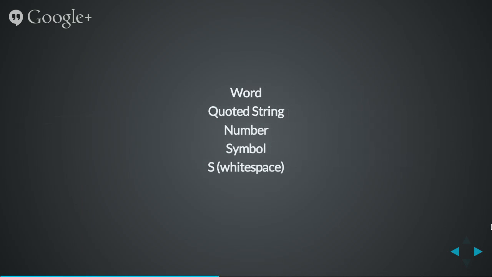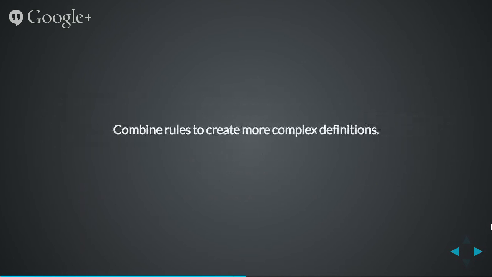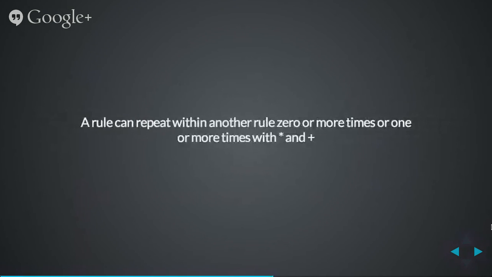Some of the other built-in values are words, quoted strings, numbers, symbols, white space. And of course, you can combine rules to create more complex definitions. And a rule can repeat 0 or more times or 1 or more times, kind of like regex with the star and plus.